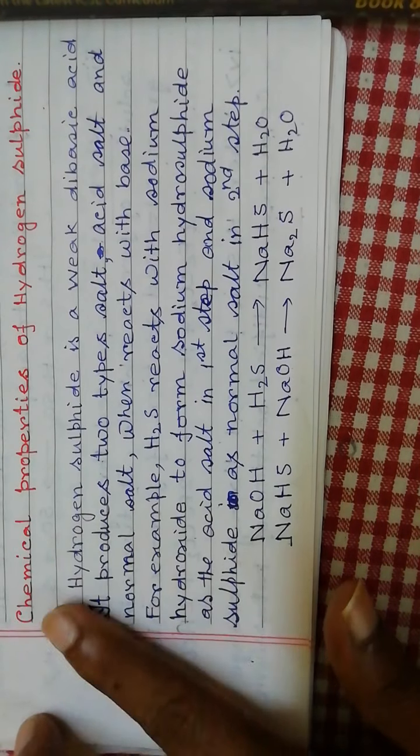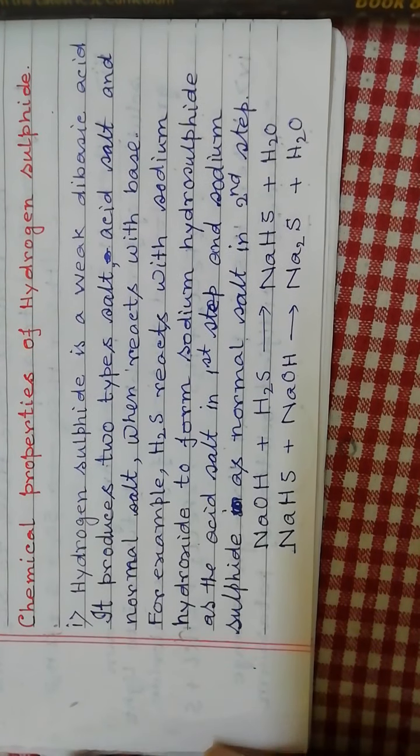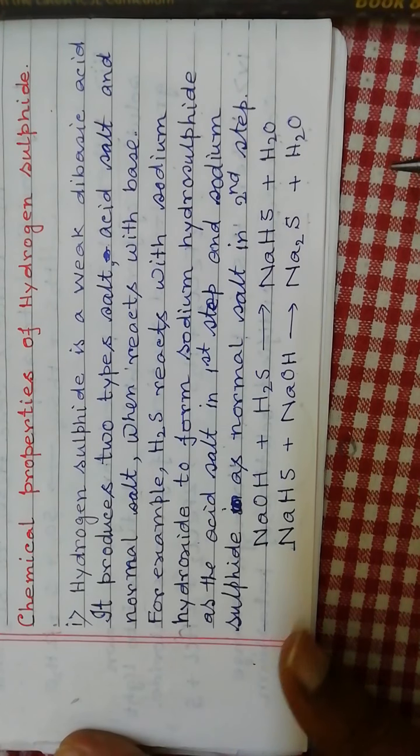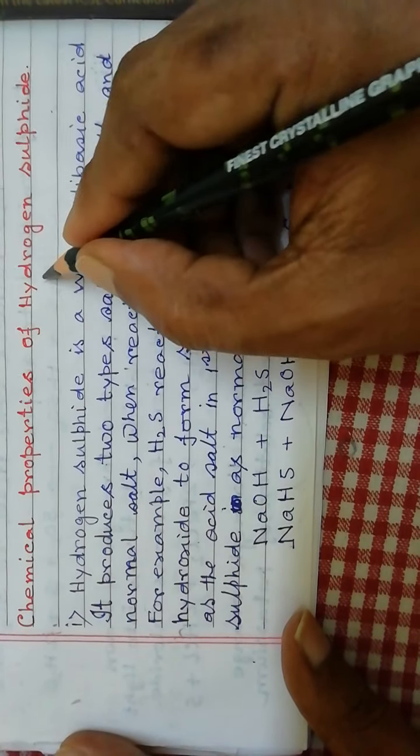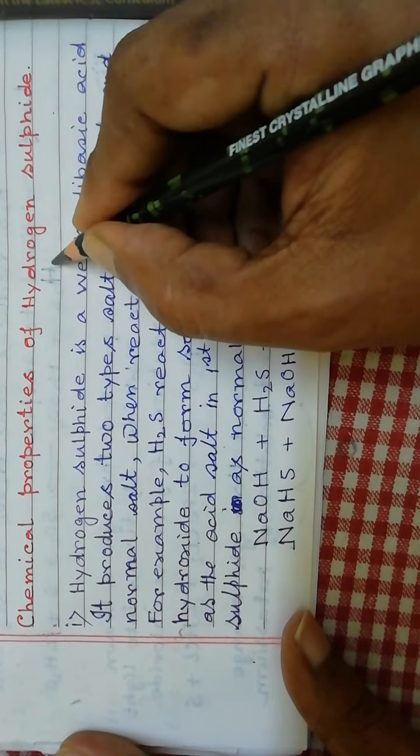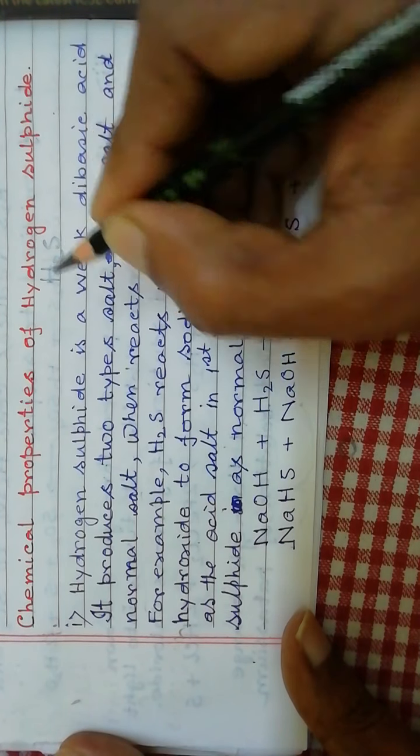Thank you everyone. Today I will discuss the chemical properties of hydrogen sulphide. Hydrogen sulphide, H2S, that is the chemical formula.